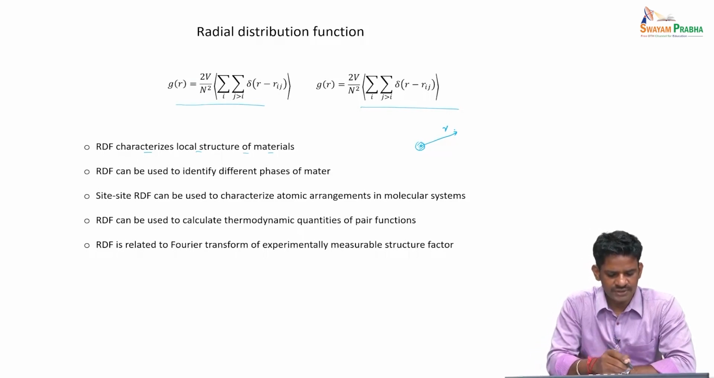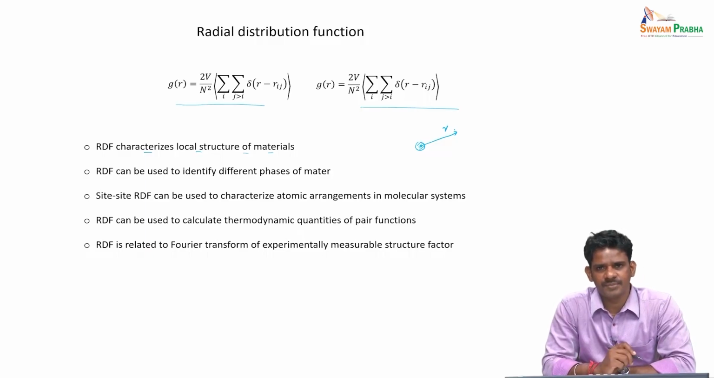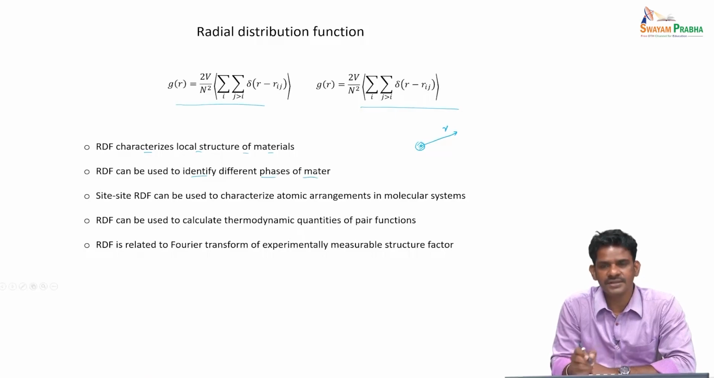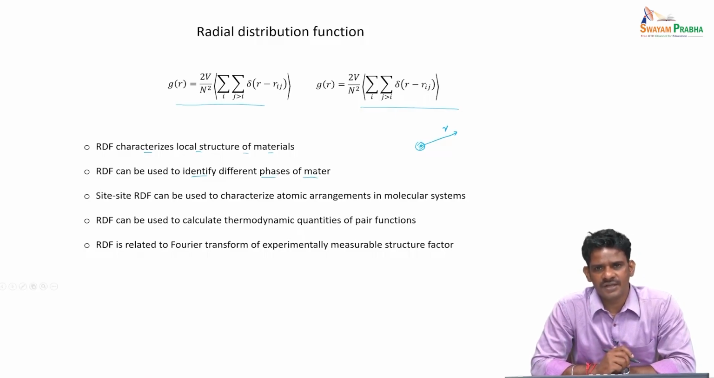We can actually use the RDF for various purposes. For example, we can identify different kinds of phases of matter because g of r, or the RDF, is quite characteristically different for gases, liquids and solids. By looking at those patterns, we can identify which phase of matter exists.